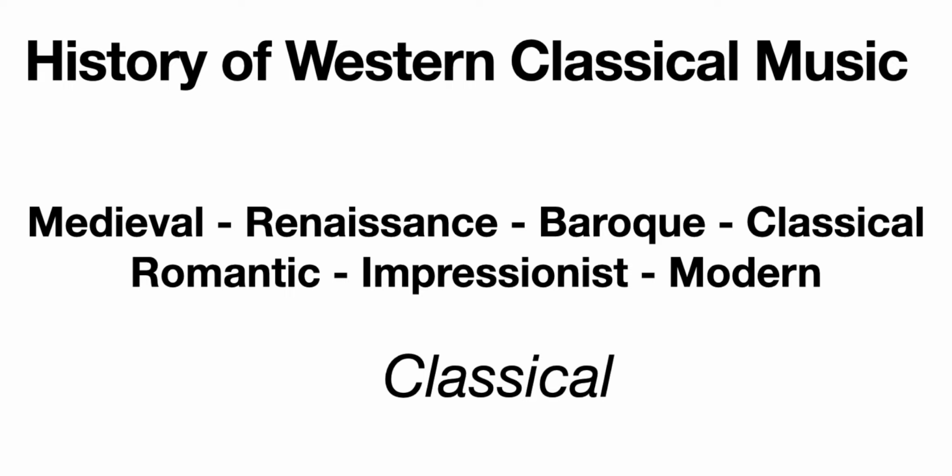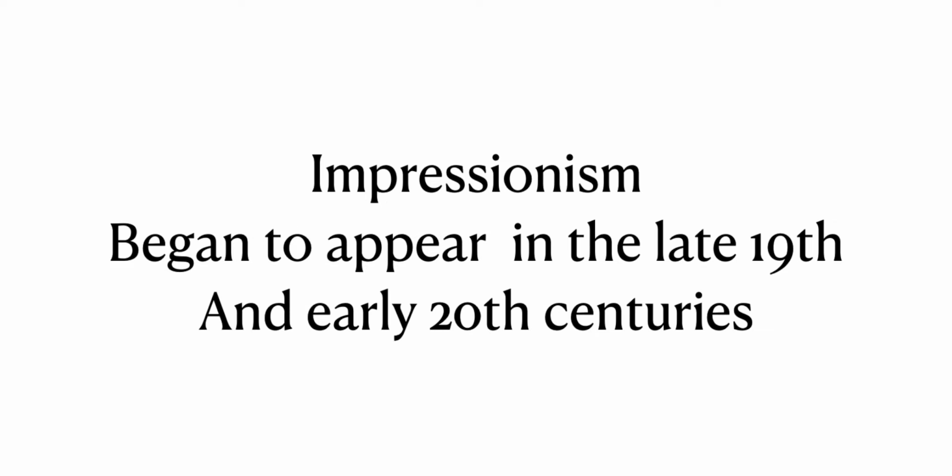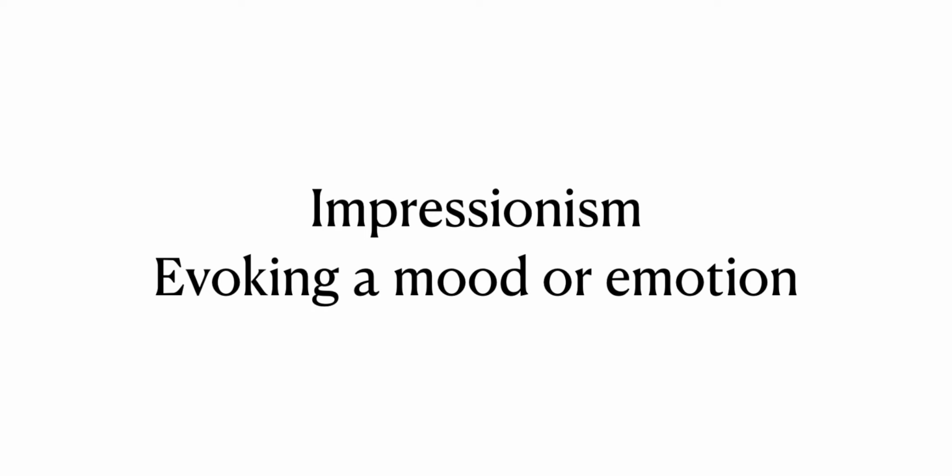But before we go completely modern, I wanted to talk a little bit about the Impressionists, or what is Impressionism in music. This type of music began to appear during the late 19th and 20th centuries, and it became very popular across Western Europe, just as Impressionism was becoming popular in the visual arts. Impressionist music is more about evoking a mood, an emotion, rather than the program music of the Romantic period, which was trying to tell a specific story.